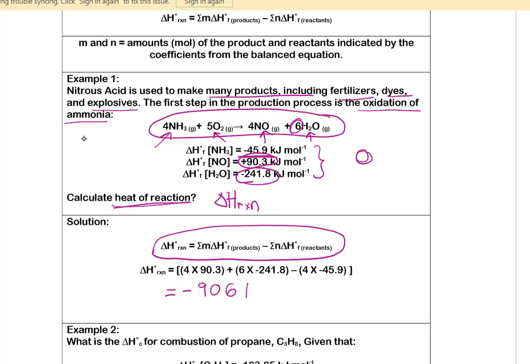So the question asks you to calculate the heat of reaction, so the unit will be kilojoule because it is not specific. If the question asks you to calculate the heat of combustion, or the heat of formation, then the final answer should be kilojoule per mole. Okay, so this is the general heat of reaction, so the unit will be kilojoule.